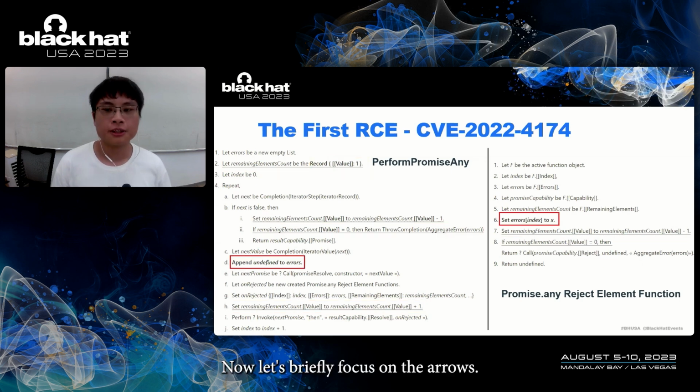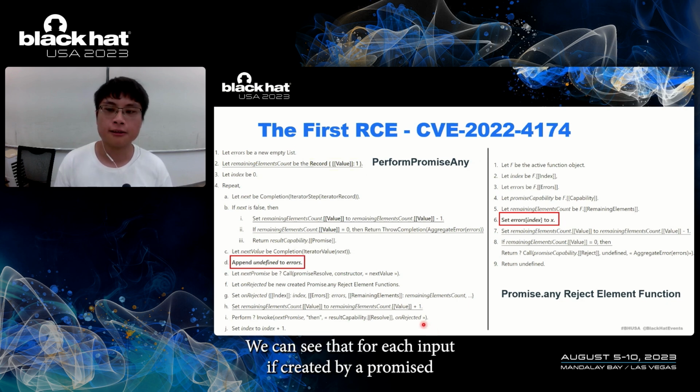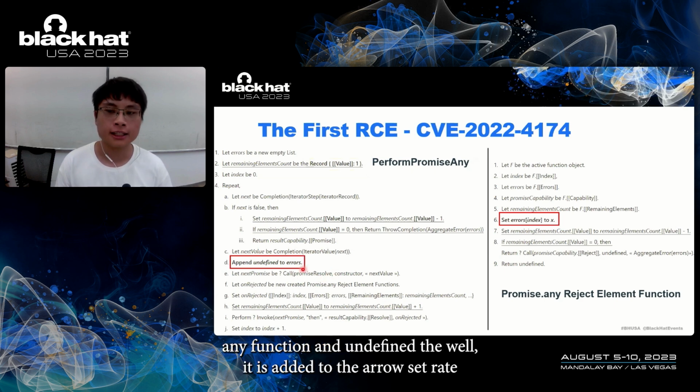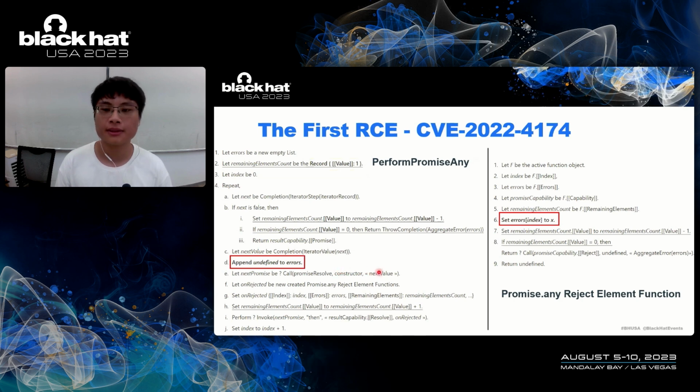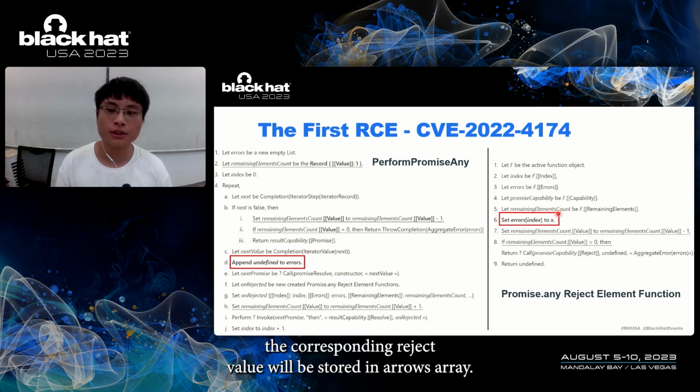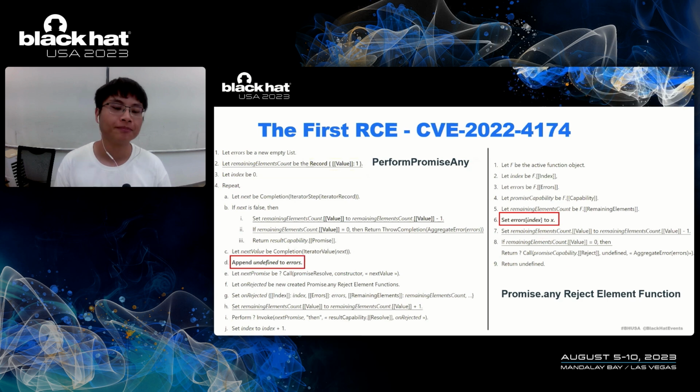Now, let's briefly focus on the errors array. For a standard, we can see that for each input iterated by the Promise.any function, an undefined value is added to the errors array as a placeholder. Then, when an input promise is set to reject, the corresponding reject value will be stored in the errors array.